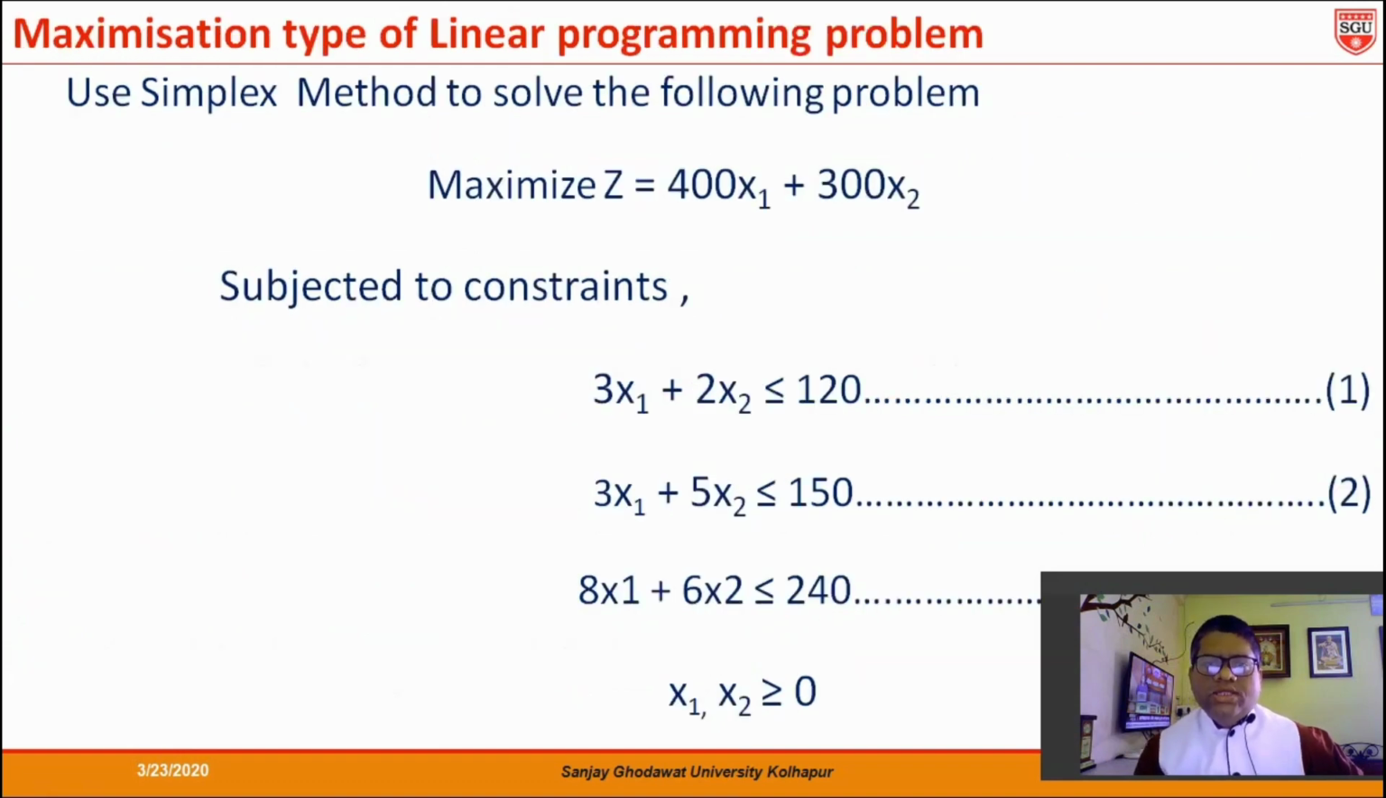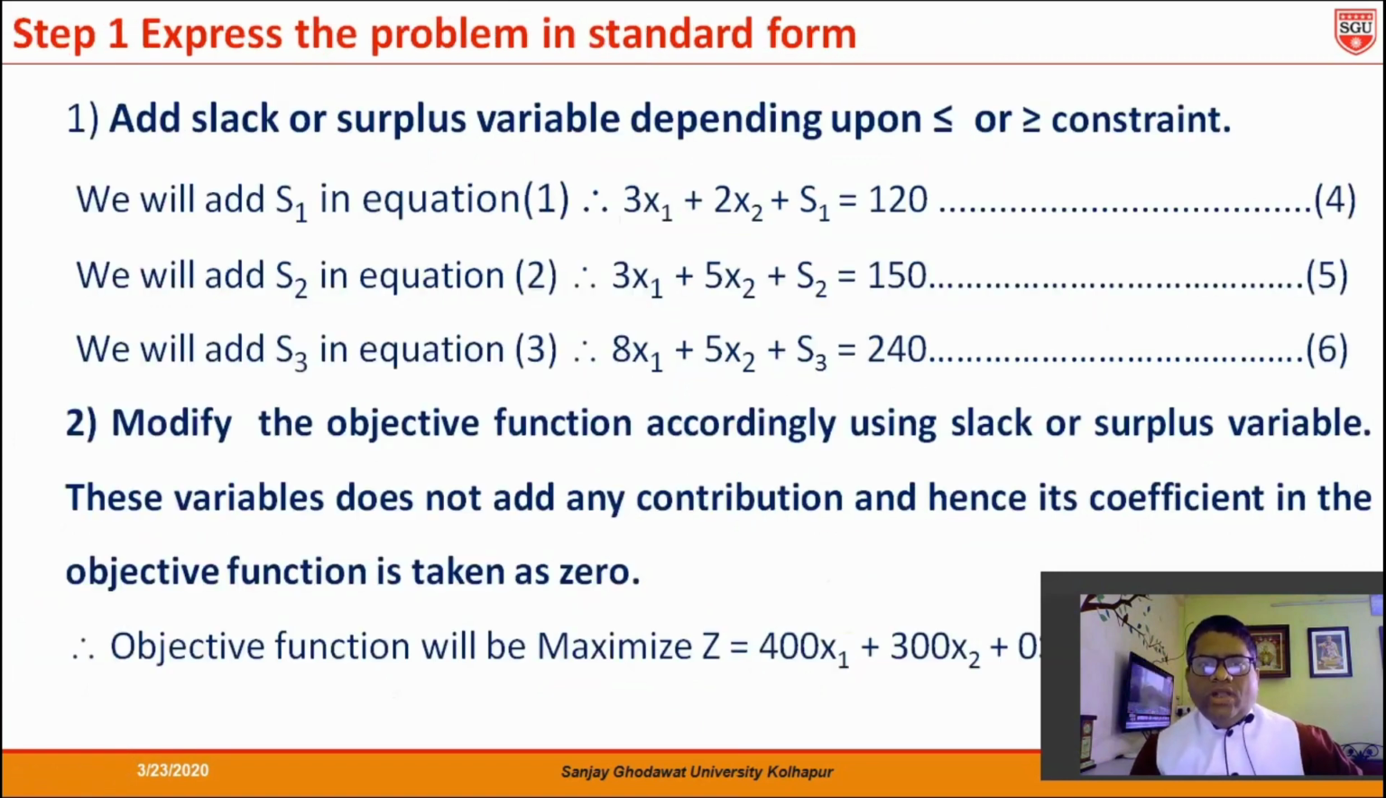We will solve the same problem which we have solved in the previous session by graphical method, which has one objective function and 3 constraint equations. Now, all the constraint equations are of less than type, so we have to add the slack variable as shown. S1 is added in equation 1, S2 in equation 2, and S3 in equation 3, and all these S1, S2, S3 represent the amount of unutilized resources.